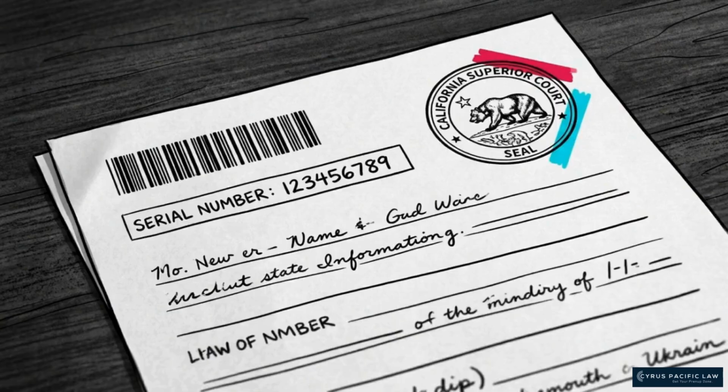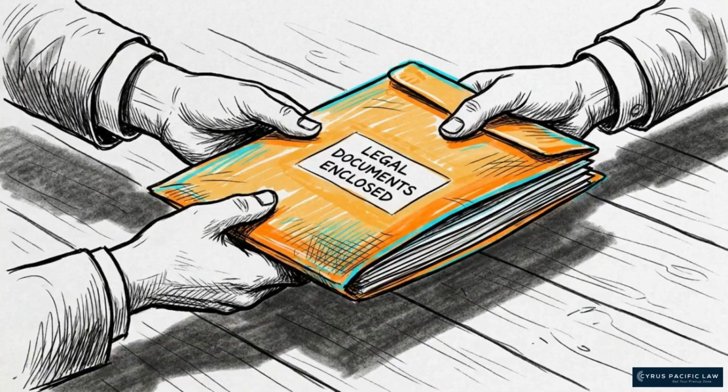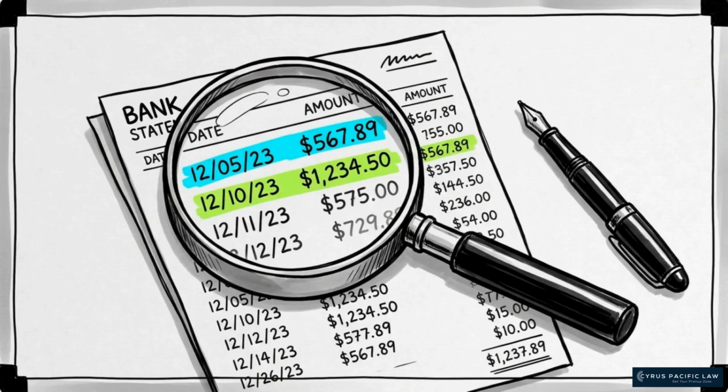Step 1 begins when the initiating spouse files a formal petition for dissolution of marriage with the California Superior Court. When filling out this form, you must explicitly check the specific box declaring that a prenuptial agreement exists. Once filed, the petitioner is legally required to serve these papers, along with a complete copy of the prenup itself, to the responding spouse. That moves us to step 2, which requires a deep dive into your current finances.